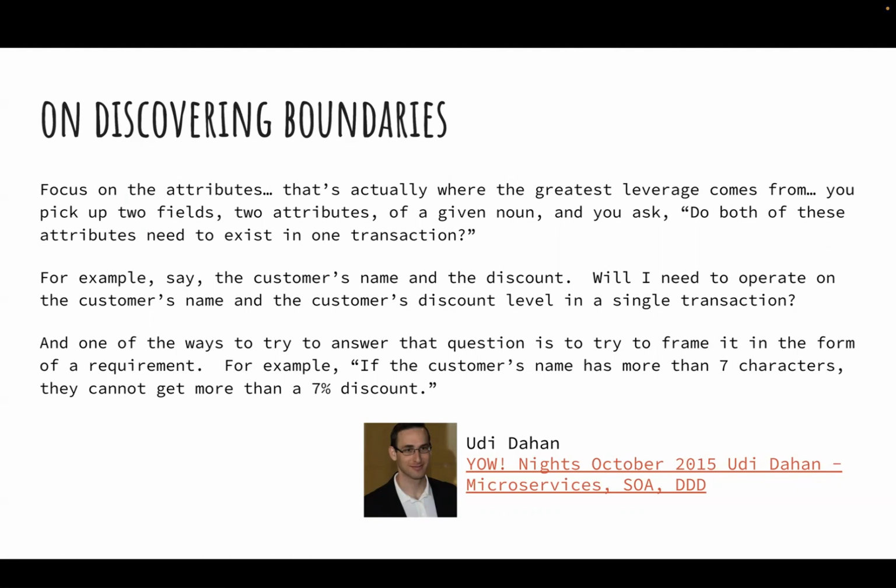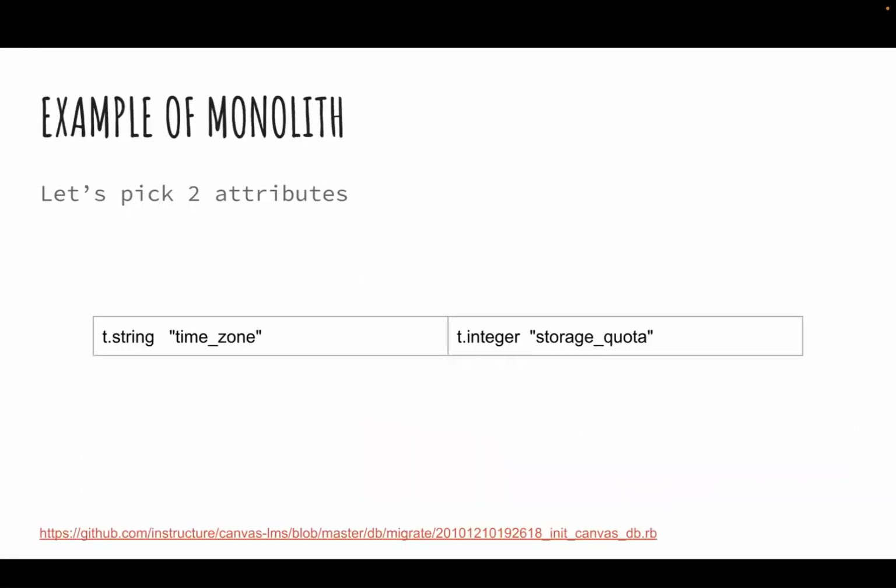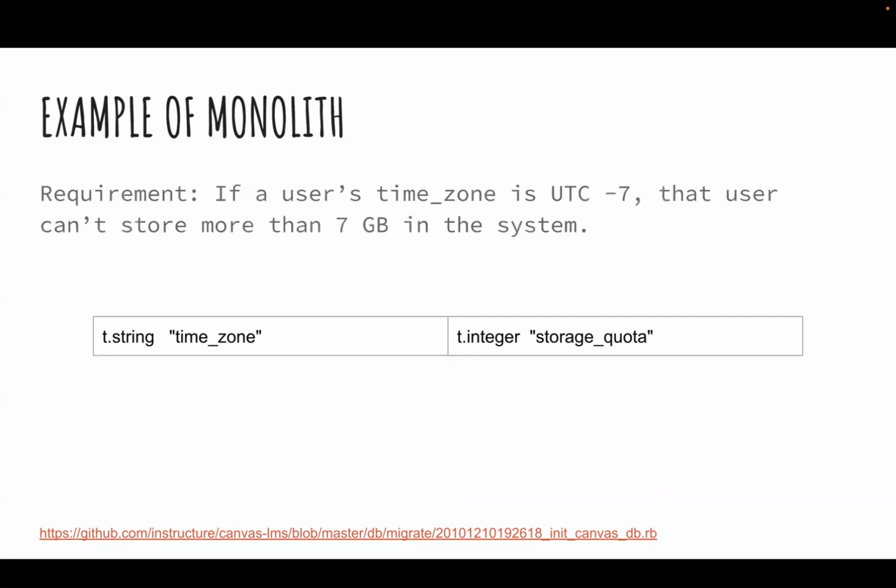In the context of the video, he was saying when we go to do analysis, objects are nouns and methods are verbs, and he says that's totally the wrong way to think about it. Focus on the specific data attributes. And so with the example from Instructure, I took the time zone and the storage quota. Can we form a requirement out of that? Being inspired by Udi, if your time zone is UTC-7, then you can't store more than 7 gigabytes in the system. That makes sense, right?